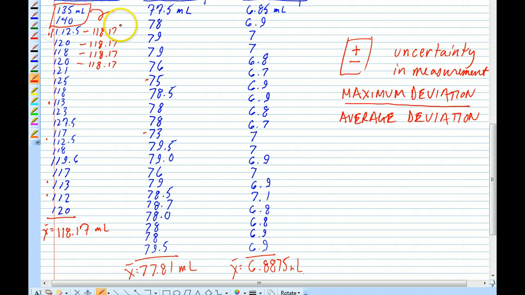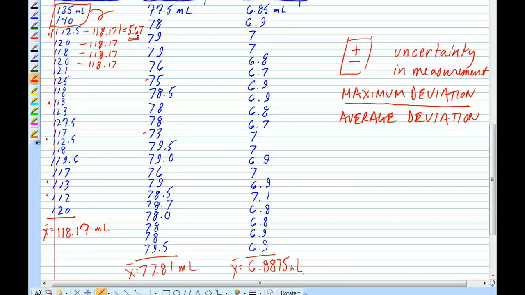In each case, I'm going to take the absolute value of this difference. So in this case, I've got 112.5 minus 118.17. What is it? 5.67. This number right here is called the deviation of that data point from the mean.